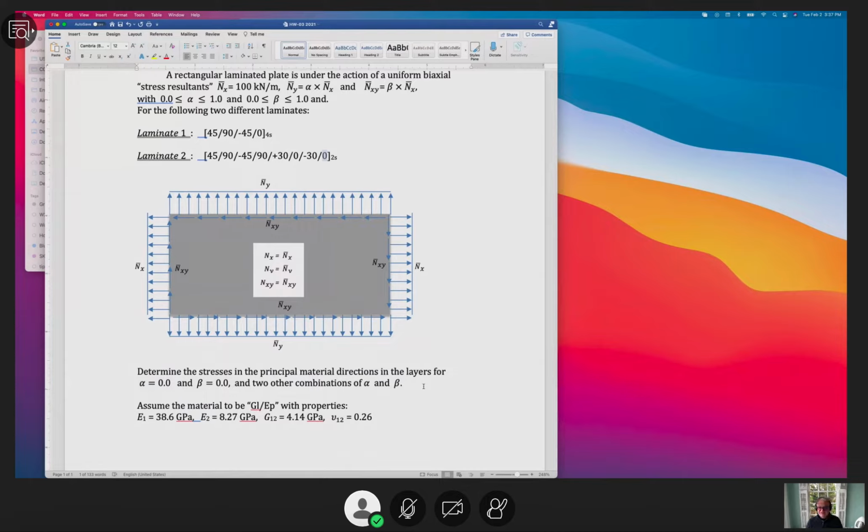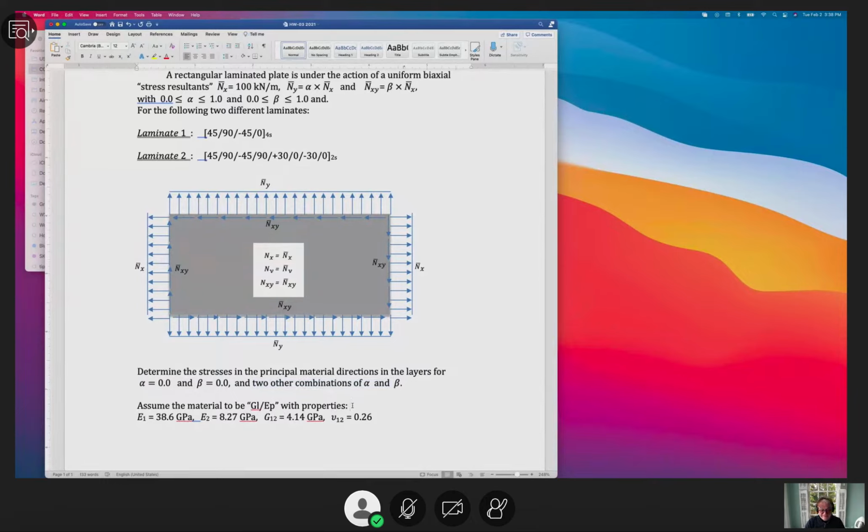Just 2 other combinations. Of course, if you want to use Manipulate to put alpha and beta parametrically in there and be able to show the stress variations as a function of alpha and beta, that'd be also very good. But at least I want once for alpha equals 0, beta equals 0, and then two other combinations. Assume the material to be glass epoxy with the following properties.